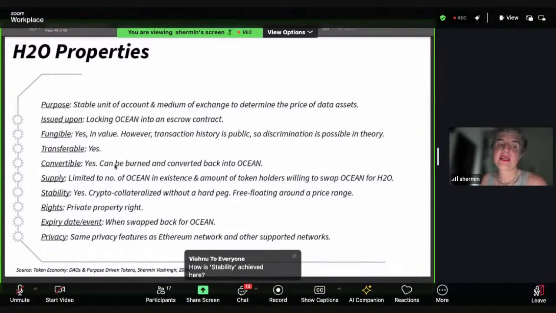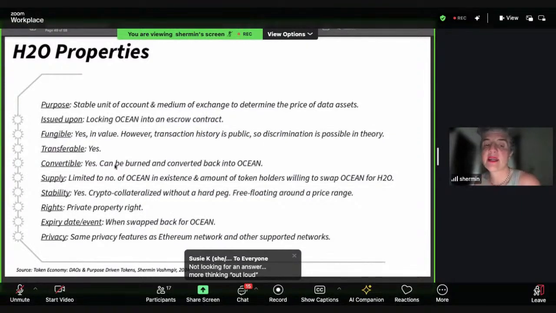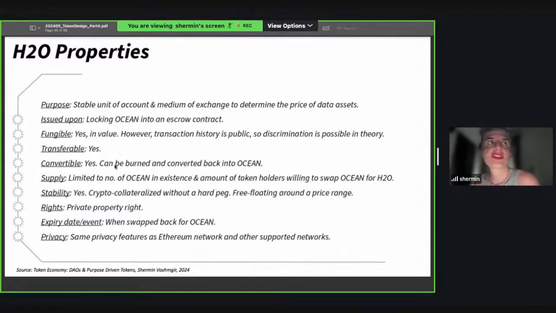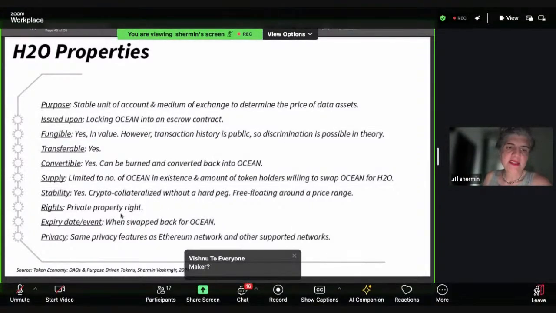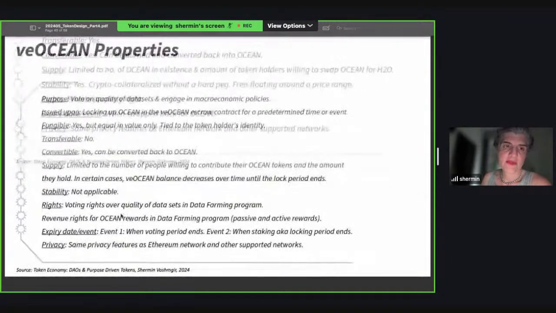So it has a stability mechanism, obviously being a stable token. The mechanism is a crypto collateralized mechanism without a hard peg. It's more or less free floating around the price range. And I think they copied an existing stable token protocol, more or less the rules of, which one was it? I forgot the name. I know which one it is, but I forgot the name. Rights, obviously it's a property right. There are no other rights attached to it. The expiry event is when being swapped back for Ocean, and privacy, same again as Ethereum.